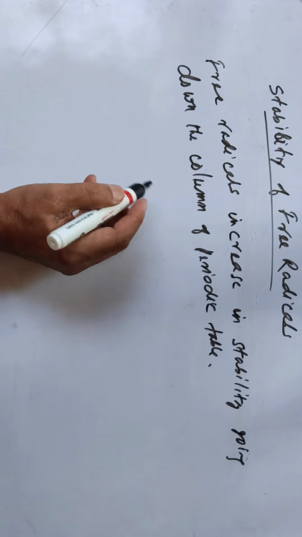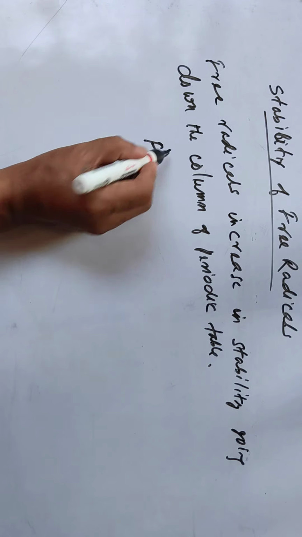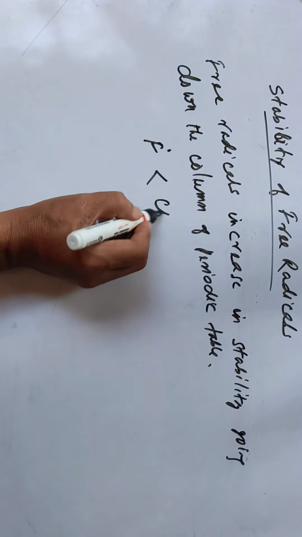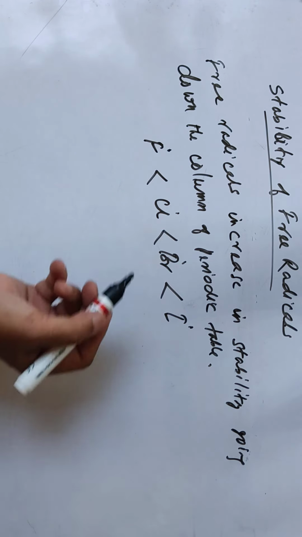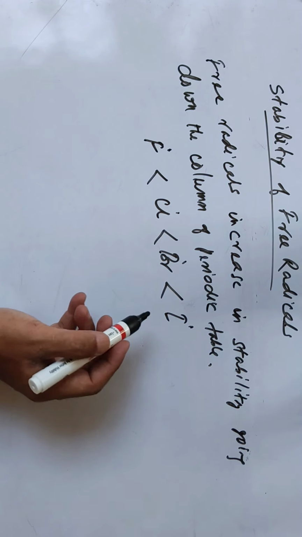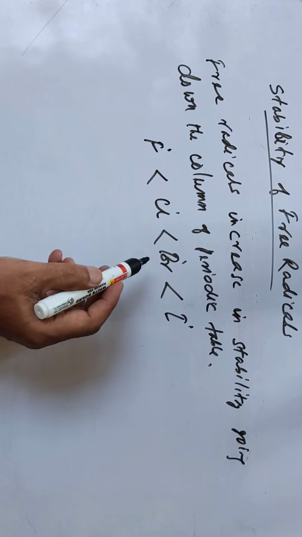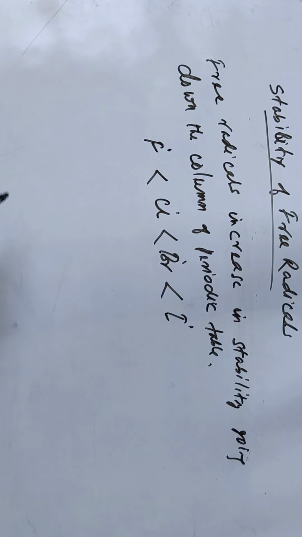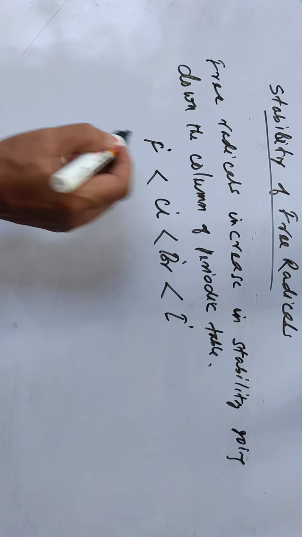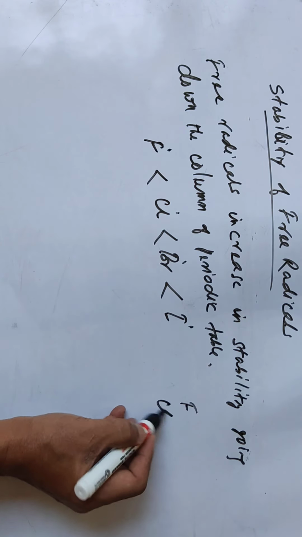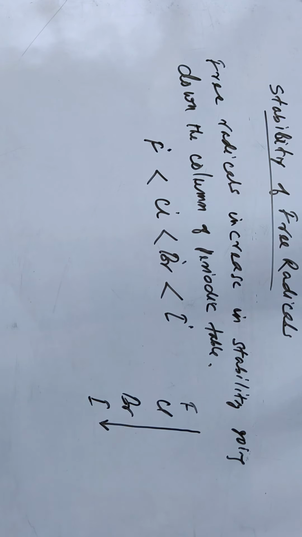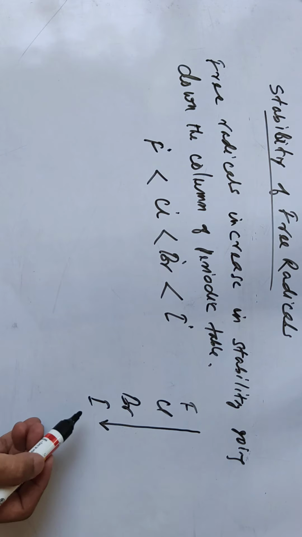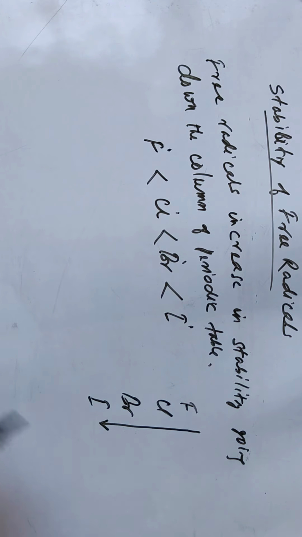So for example, you can say fluoride, this is chloride, bromide, and iodide. So the iodine radical is more stable than bromide, chloride. This is just fluoride. So electronegativity is higher in a column: fluorine, chlorine, bromine, iodine, like this. Down the column, stability increases. So here stability increases and this stability is less in the periodic table.